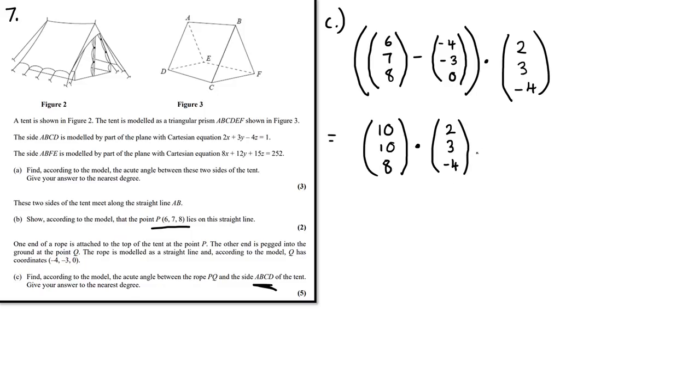Okay, so in that case, 10 times 2 is 20. 10 times 3 is 30. Then we've got 8 times minus 4, giving us minus 32 there. So 20 plus 30 gives us 50. Minus 32 gives us 18. Okay, so we get 18.